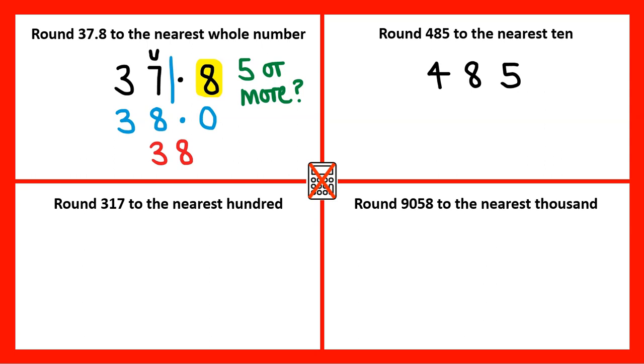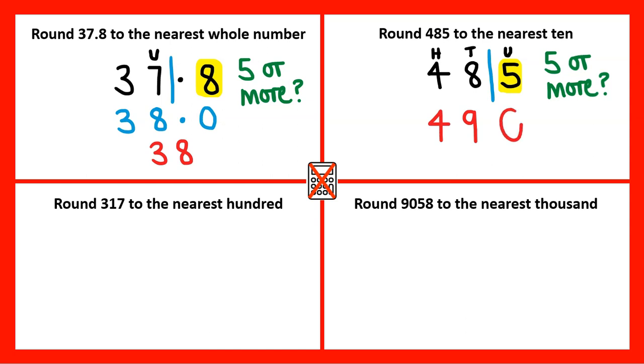When thinking about our place value, we have our units, tens, and hundreds columns. We need to put our rounding line after the tens column. Looking at the number to the right hand side, we can make a decision on whether this is 5 or more. In this case it is 5, so again we round up, meaning we need to add 1 to the tens column, and everything after the line will turn to 0, so 490.